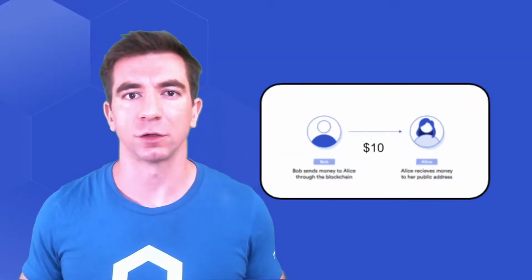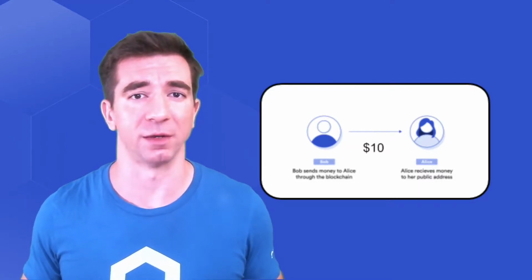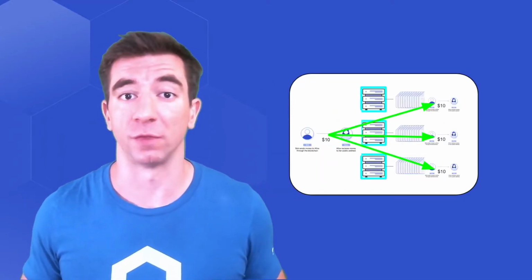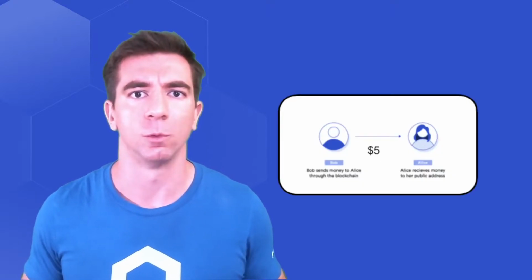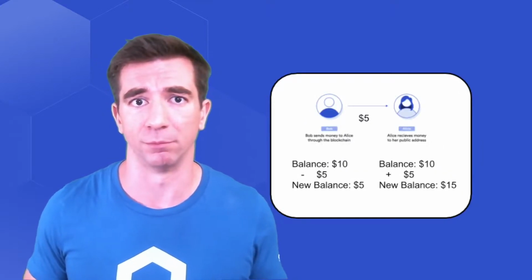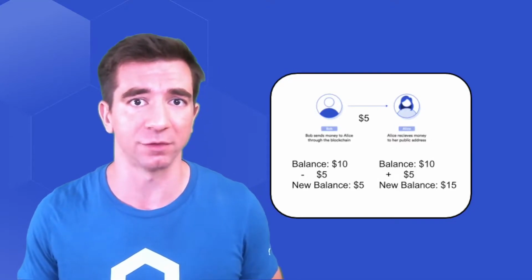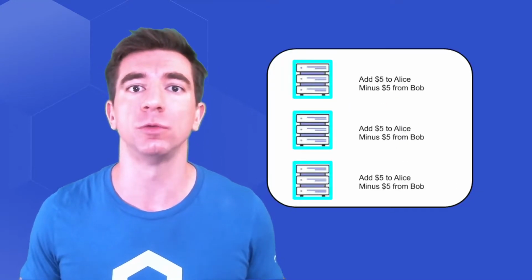When a transaction occurs on the blockchain, it needs to be validated by every other node in the blockchain so that they can all agree. We can see when we send $5 from Bob to Alice, we can simply subtract 5 from Bob's wallet and add 5 to Alice's wallet. This is easily reproducible by every other node on the network. But what if that wasn't the case?